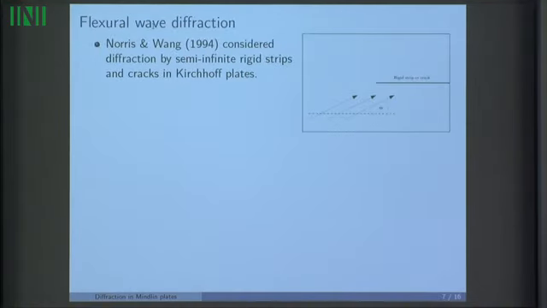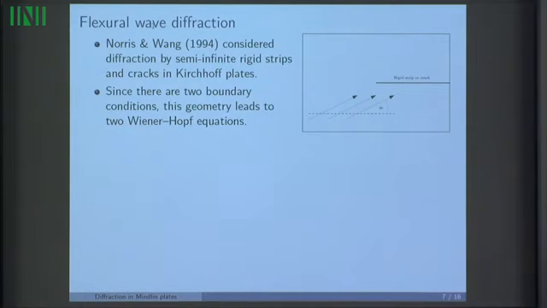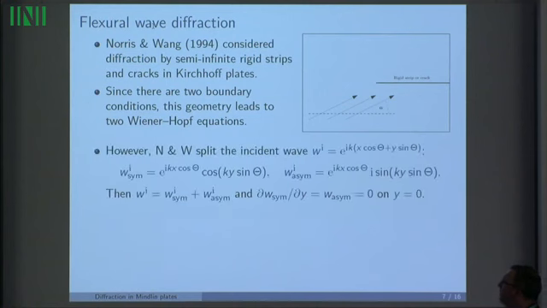So what's been done so far in this type of problem? Well, the main paper I'll mention is this one by Andy Norris and Wang. I don't know Wang's first name. And they looked at essentially Sommerfeld geometries in Kirchhoff plates. So incoming wave and a rigid strip or crack on a half line. 2 boundary conditions, so you get 2 Wiener-Hopf equations. Is it a matrix problem? No, it isn't. And it's easy to see that straight away.